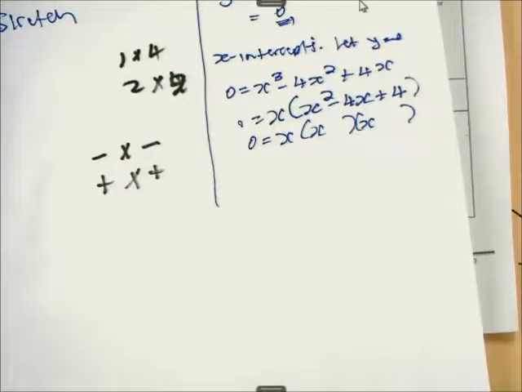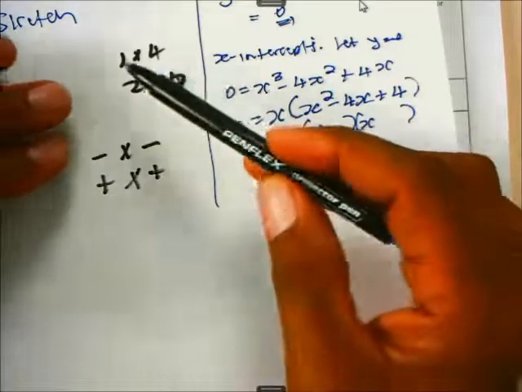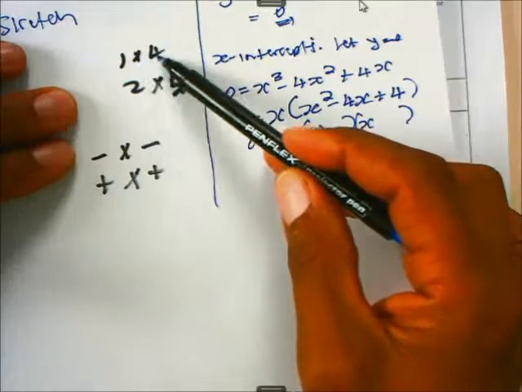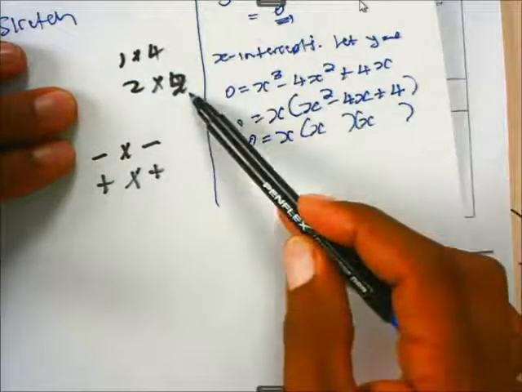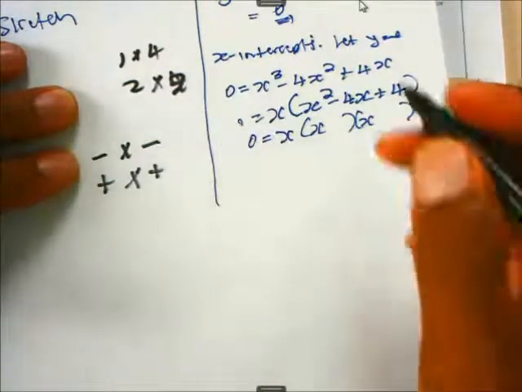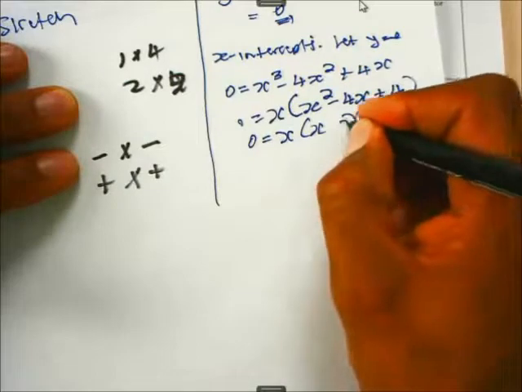Okay, now, which factors must we take? 1 times 4 or 2 times 2? Of course, we cannot take 1 times 4 because when we add the two, we are going to get 5. But when you take 2 times 2, then 2 plus 2 gives us 4. Then it means we take a 2 there, we take a 2 there.